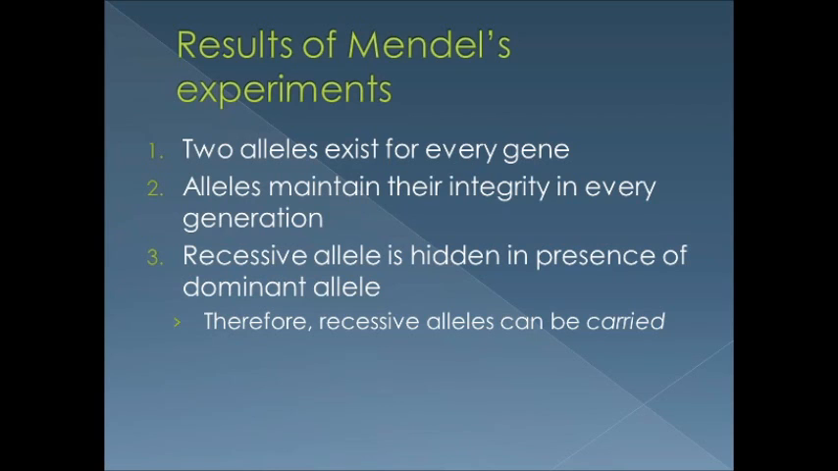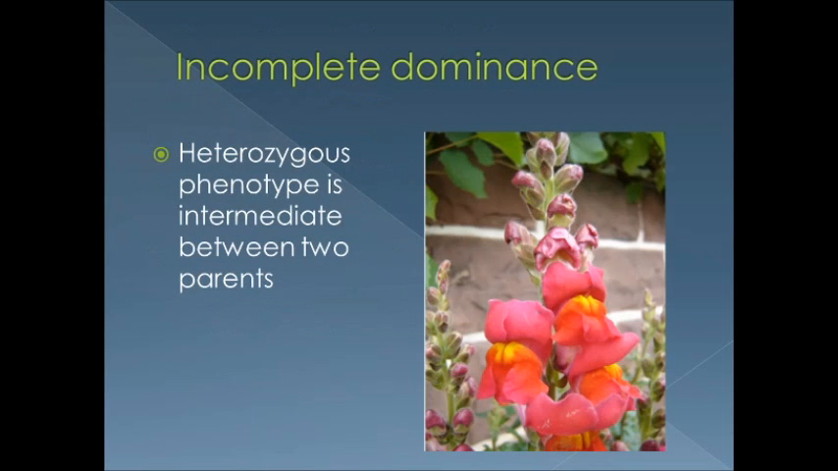Some other variations are incomplete dominance, where the heterozygous phenotype is actually an intermediate between two parents. Sometimes when you combine two plants of different colors, they blend their colors to form a different color. So this could be a variation of a red plant mixing with a white plant to make a pink plant, and that happens sometimes with incomplete dominance.